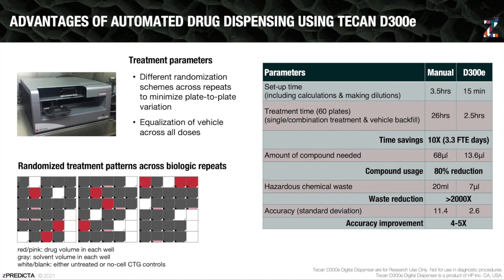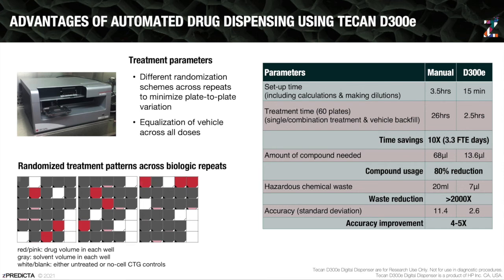Really, some of the advantages: one is very significant time saving. Of course, doing the automated treatment, if we're doing 60 plates in an experiment, it will take more than 24 hours to treat these cells. With D300e, it takes about 2.5 hours. So we really get about tenfold time savings, close to 3.5 FTE days.